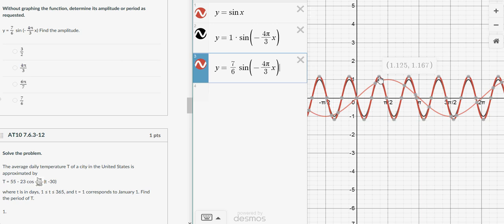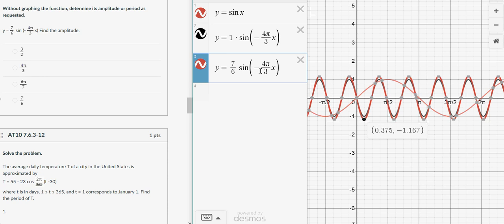Okay? And for the value here, when the y value is -1, here you should have the y value of -1.167. You divide 7 over 6, you should have 1.167. Okay, so the value in front of sine is going to be the amplitude.